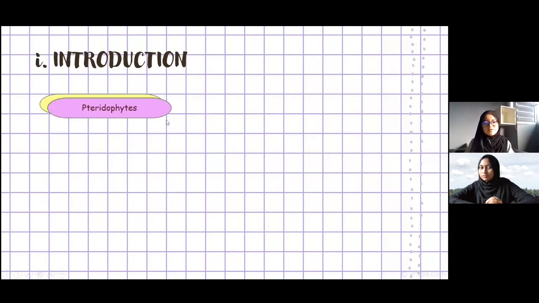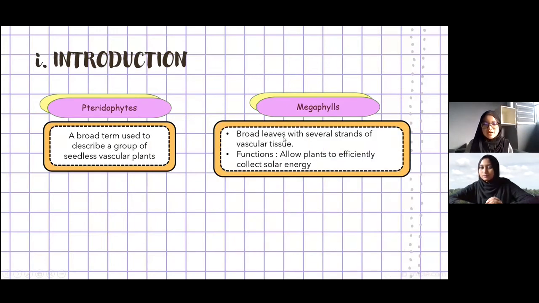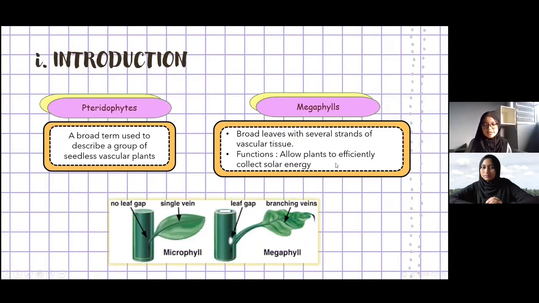So first and foremost, we will learn the term pteridophytes. Pteridophytes is a broad term used to describe a group of seedless vascular plants. The next term is megaphylls. Megaphylls are broad leaves with several strands of vascular tissue. The function of megaphylls is that they allow plants to efficiently collect solar energy, which leads to more production of food and can produce more offspring compared to plants that do not have megaphylls.